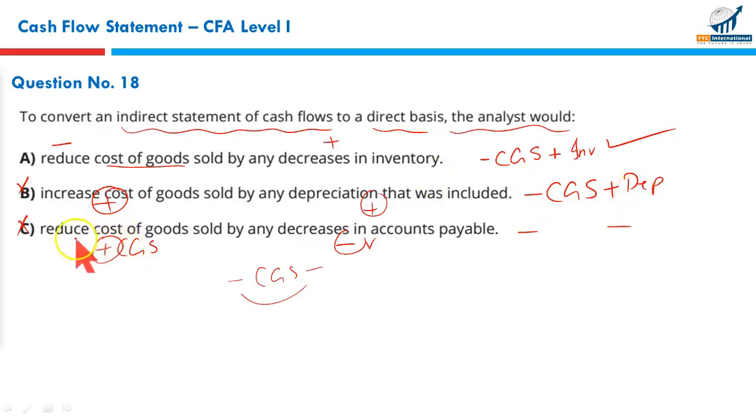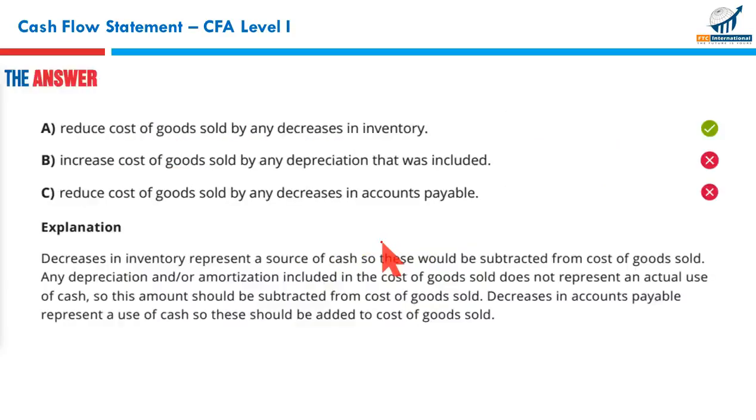And lastly, reduce CGS by decrease in accounts payable means CGS must exclude decrease in accounts payable. If we use our logic, we take CGS as negative because it's an expense. And decrease in accounts payable represents a reduction in your liability. It's a negative negative. Rather, they are combined, not netted. That is why B and C are incorrect. A is the right answer, and A it is.